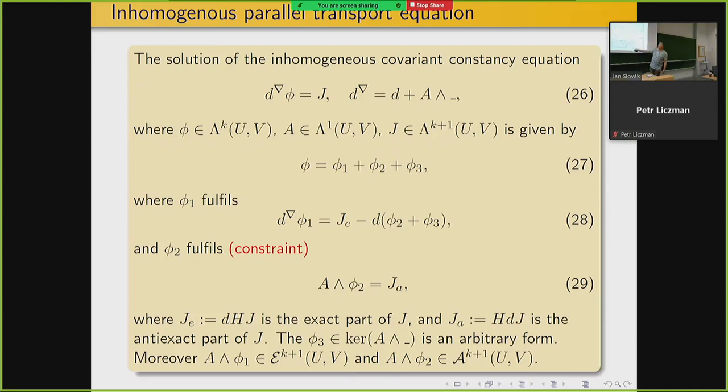Then phi2 fulfills this condition, an algebraic condition, and it's not always fulfilled because, for example, if we have the space x, y, z in R3, then you can take something like this: dz is equal to dx times p2, and you cannot fulfill this because here's dz, this is dx, so you cannot compensate to get dz. So this is a constraint which, if not fulfilled, means this equation has no solution. So not always does the general parallel transport equation, where j is anti-exact, have a solution. And the third part is the kernel of this element, so it introduces, in some sense, non-uniqueness to this solution.